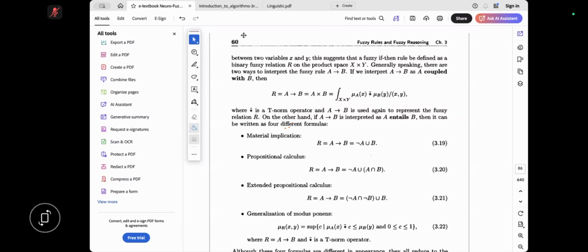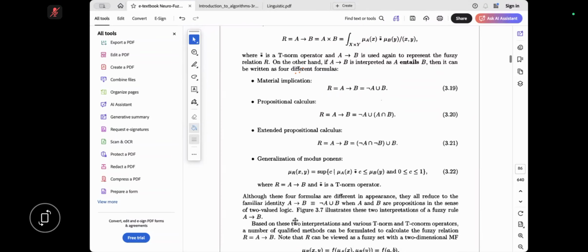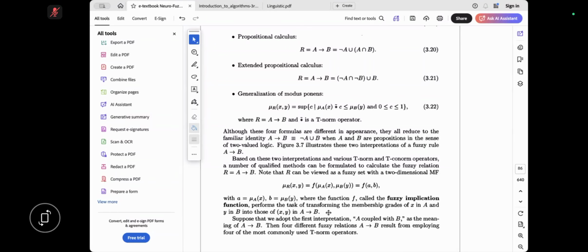One method is A coupled with B, where we are using T-norm, and another is A entails B, where we are using these methods. Okay. So, fuzzy implication is nothing but the relation between mu A of X and mu B of Y. We have already studied a little bit of it in the second chapter when we tried to introduce 2D image, right?